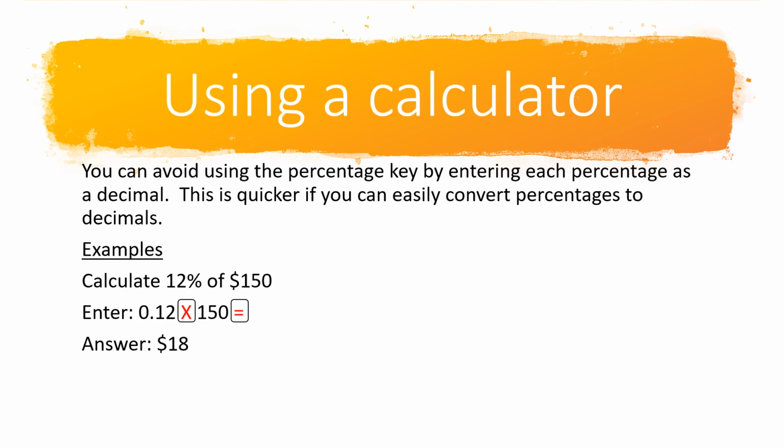You can avoid using the percentage key by entering each percentage as a decimal. This is quicker if you can easily convert percentages to decimals. So if we have a look at an example, calculate 12% of $150. Now, if you're good at converting your percentages to decimals, you would know that 12% as a decimal is 0.12. So on your calculator, enter 0.12 times 150 equals. And the answer on your calculator should be 18. So 12% of $150 is $18.